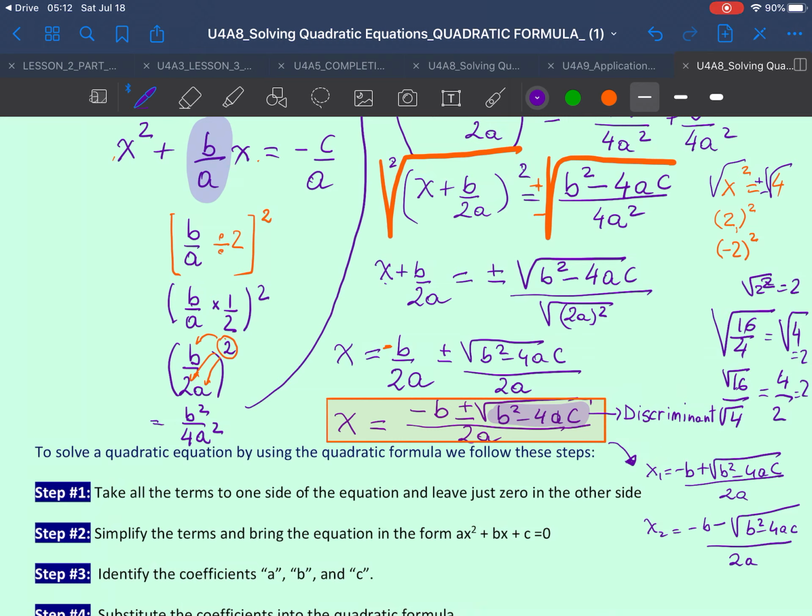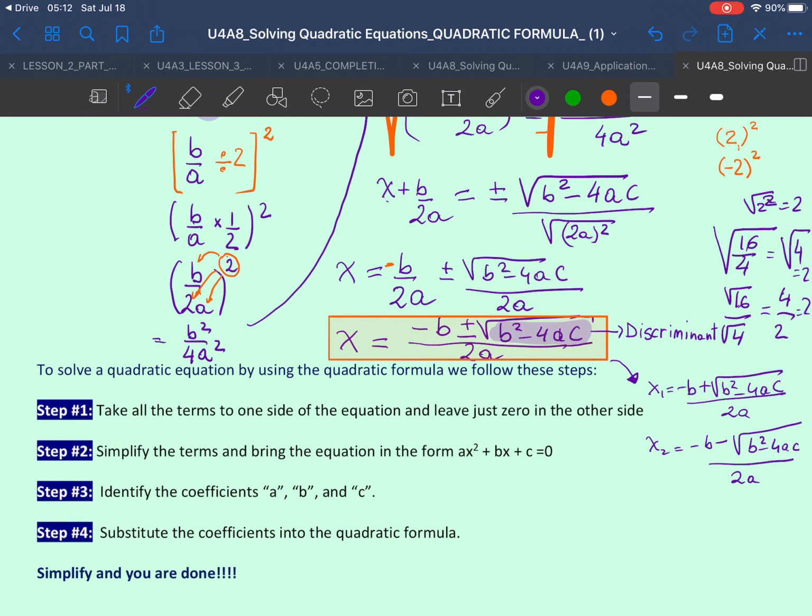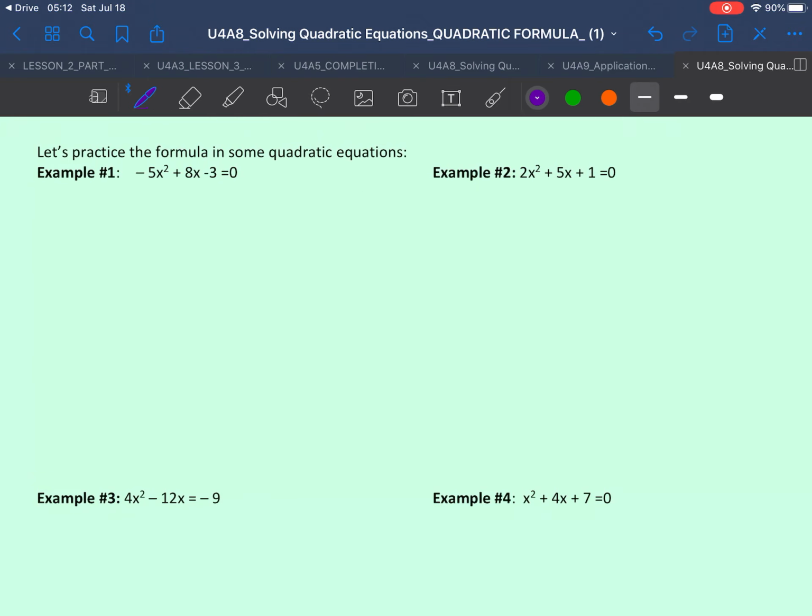Okay, so we're now going to move on to practicing this formula, which is a lot easier than deriving it. As always, I've written all the steps here together, but I prefer that I explain the steps as we work on our examples. Here we go.